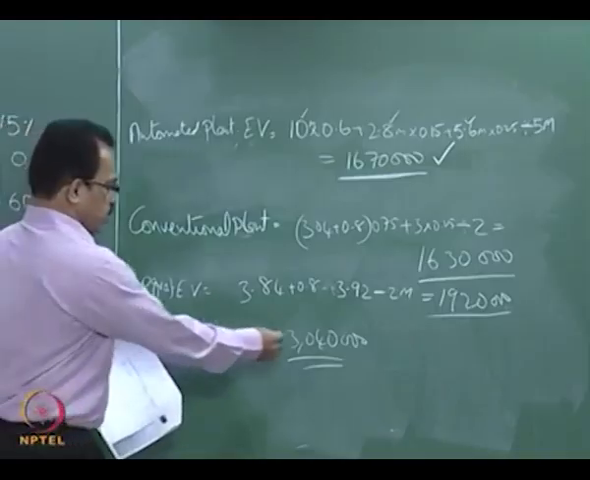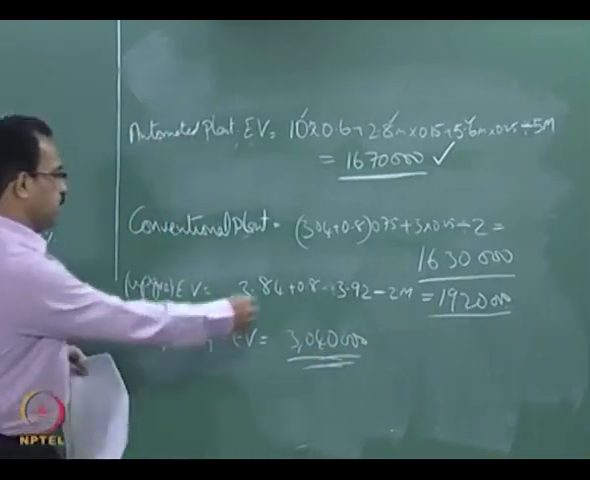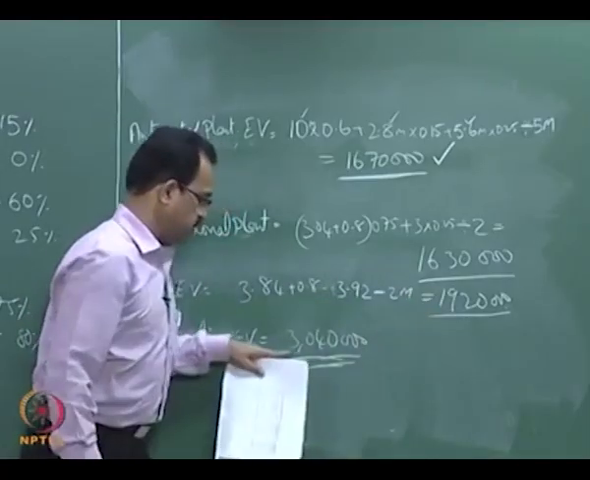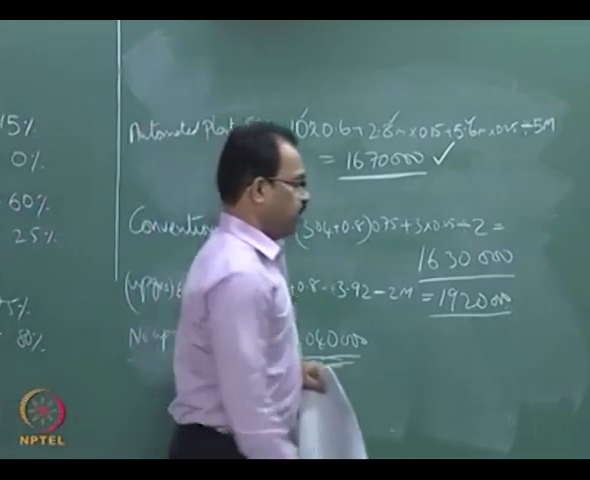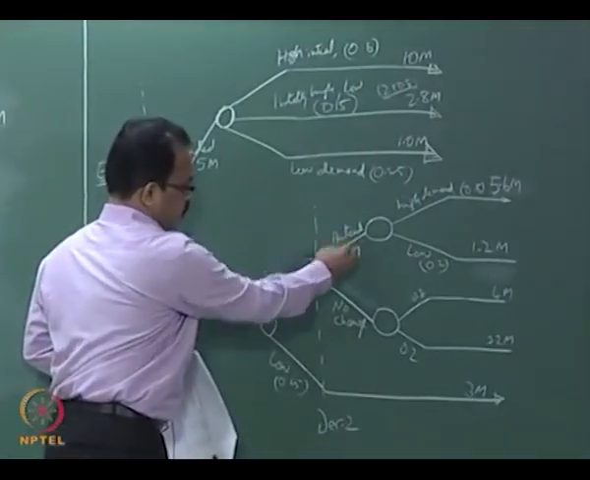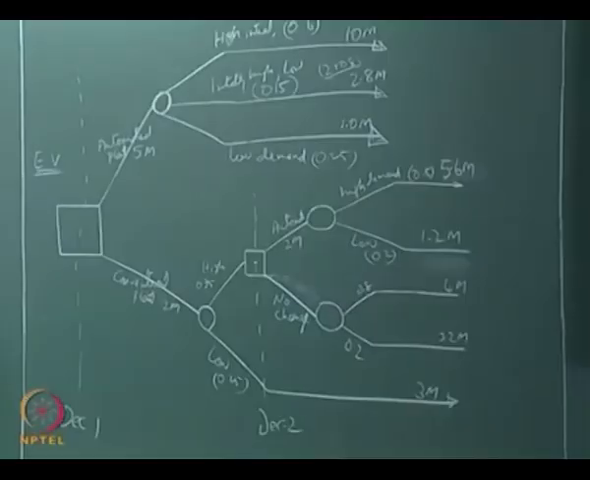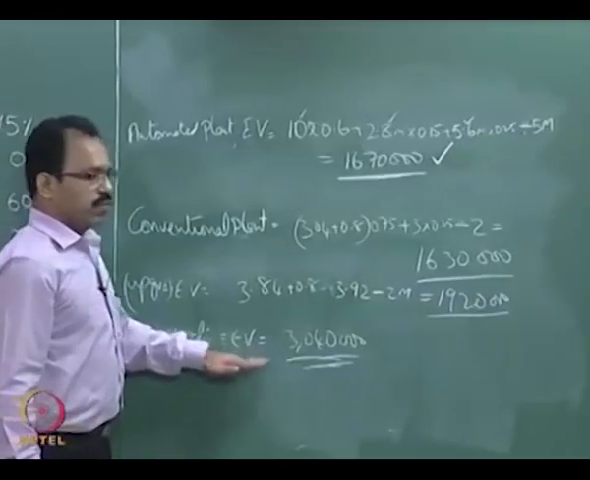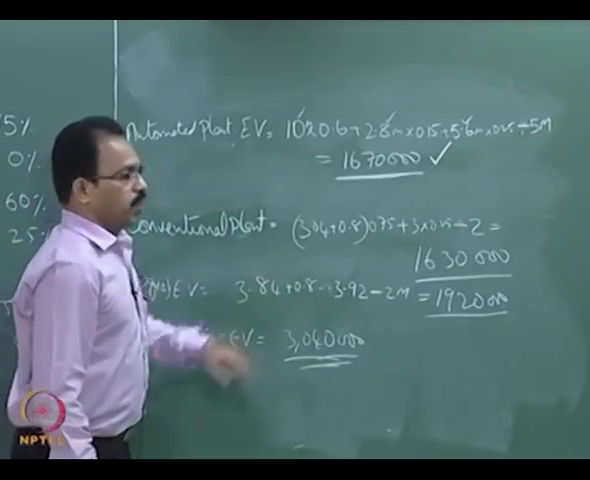So therefore you can see that this expected value is very high in this case. Here the expected value is only 1.92, here it is 3.04. So if the company decides to go for a conventional plant initially and then decides whether to go for an automatic upgrade or not, it shows that not upgrading is better, because the expected value of the conventional plant itself will be very high compared to the expected value of the upgraded plant.